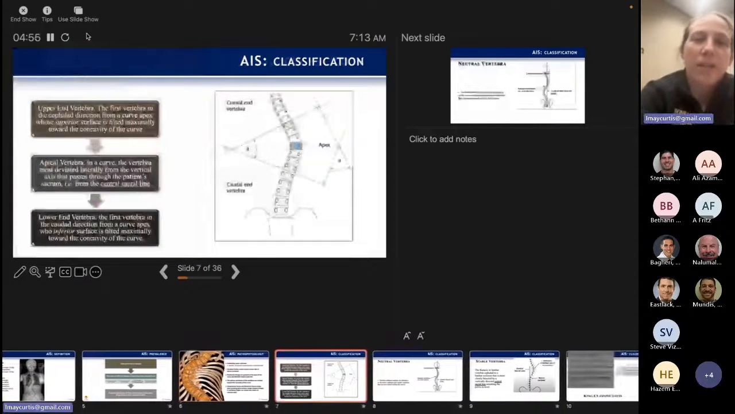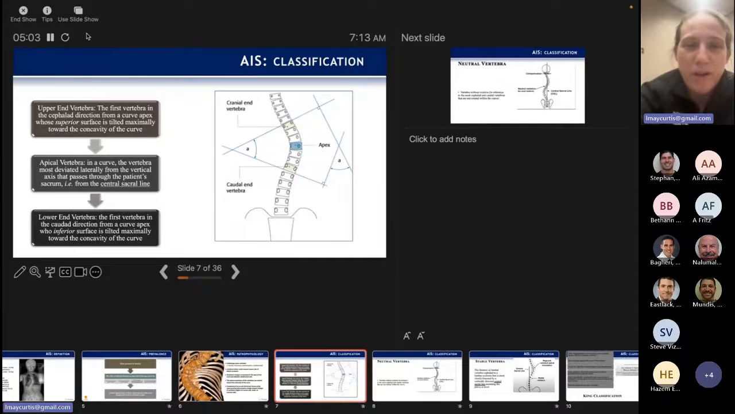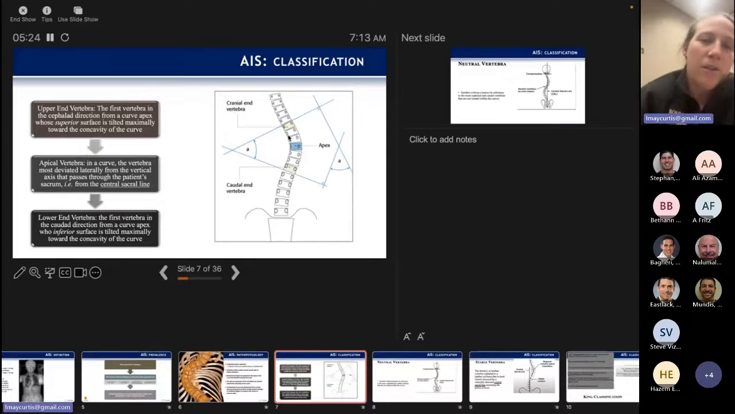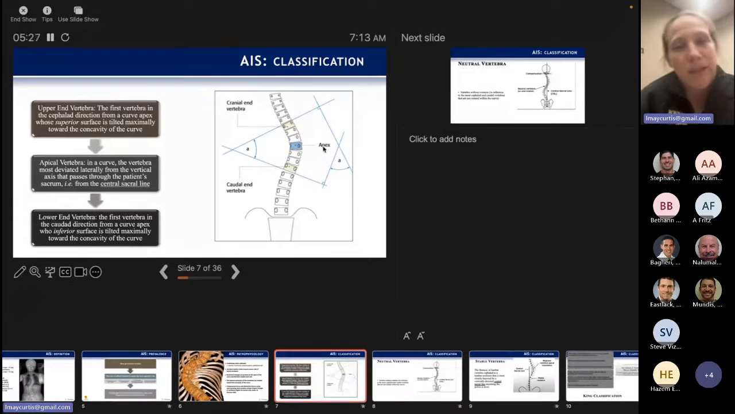All right, so then we'll get into the main focus, which is classification of AIS. To do this, we do need a couple more definitions. One important one is the apical vertebra. This is the vertebra that's deviated most laterally from the central sacral line. The central sacral line bisects the sacrum, and it's perpendicular to a line across the iliac wings. So the vertebra that's farthest laterally from that is the apex vertebra, or the apical vertebra.